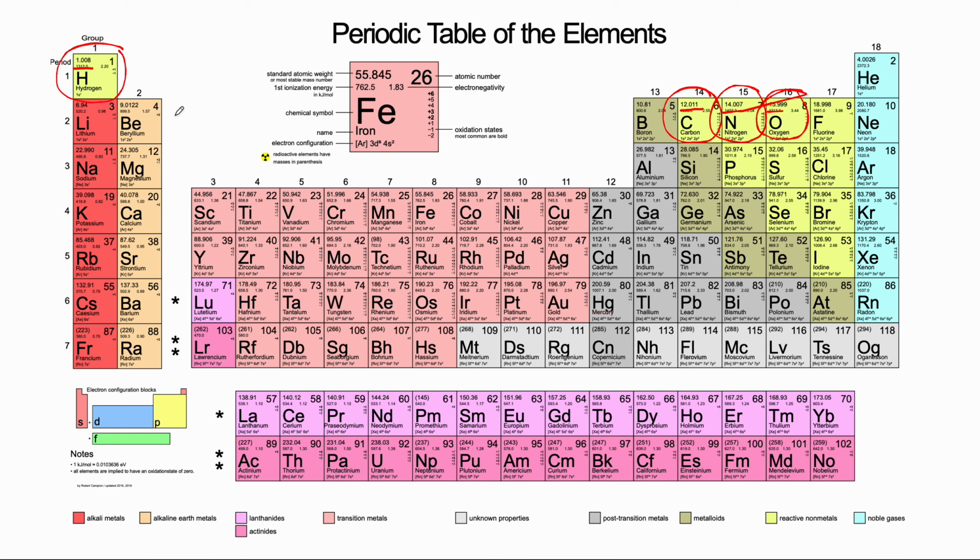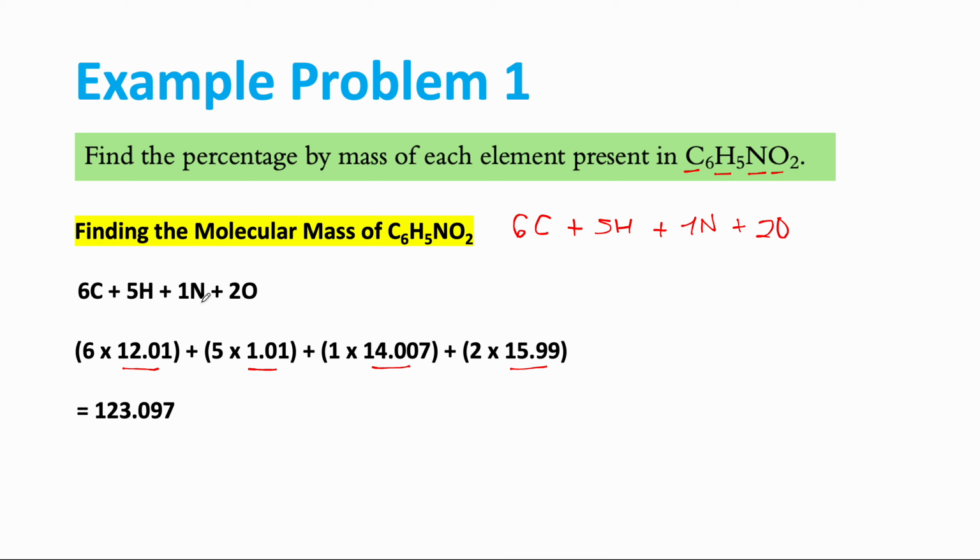And again, it makes sense. We have 5 hydrogens. One hydrogen atom weighs 1.01. Since we have 5, it's 5 times 1.01. Same thing for nitrogen. We have 1 nitrogen, and this is the average weight of 1 nitrogen, so 1 times that. And we have 2 oxygens, so 2 times that. And we get the sum of all of this to be the molecular mass of this entire compound, C6H5NO2. So that's our first step, and we're done with that.